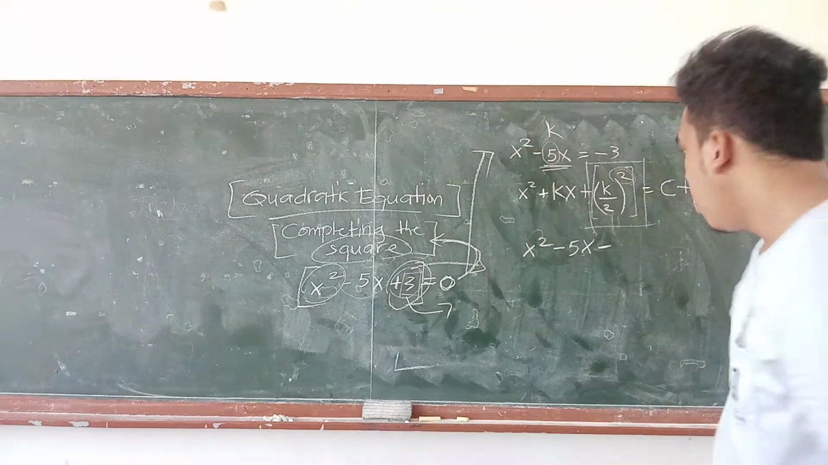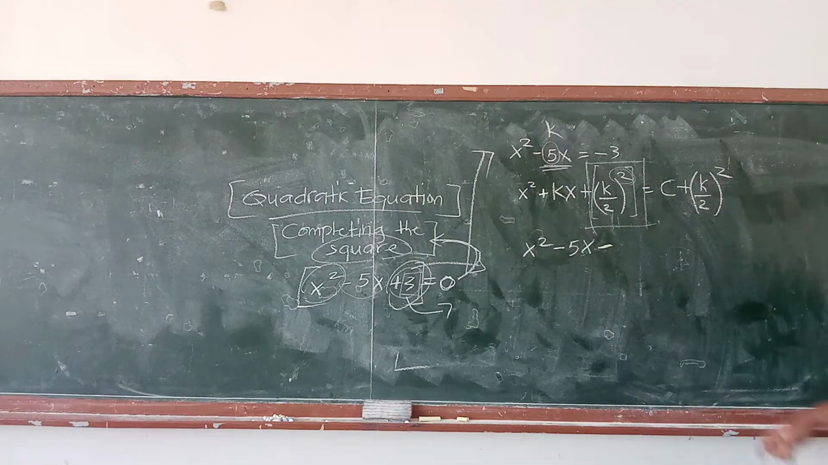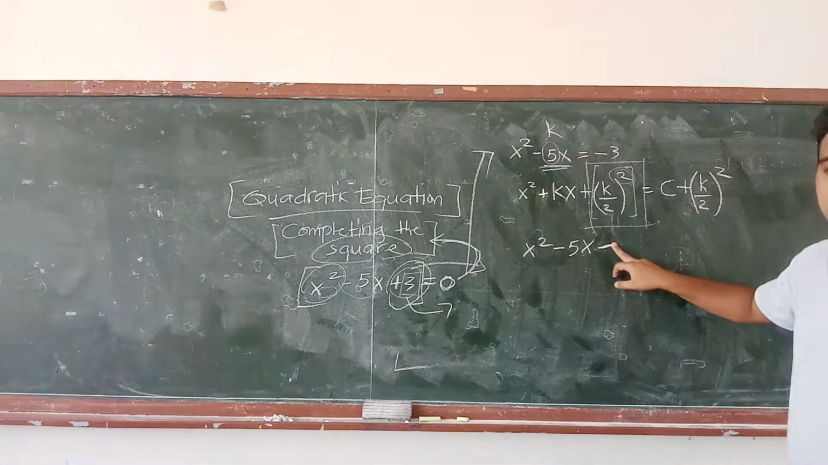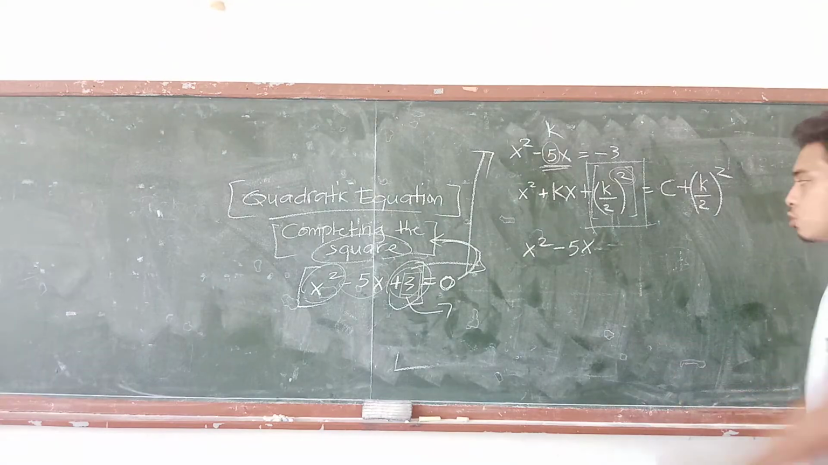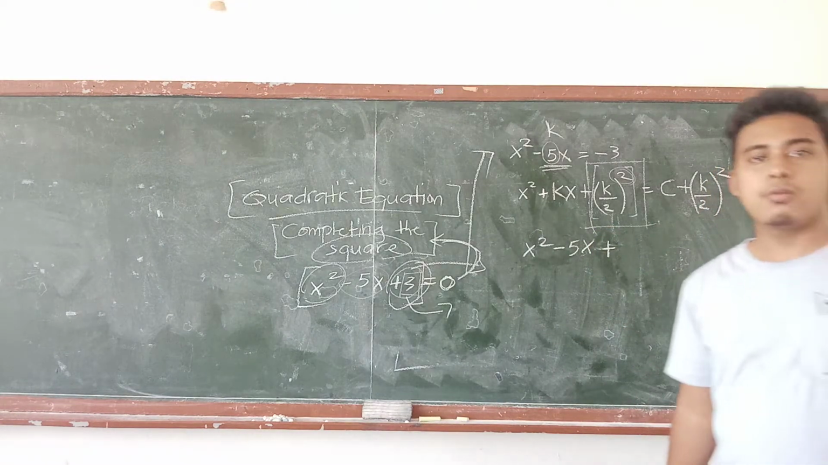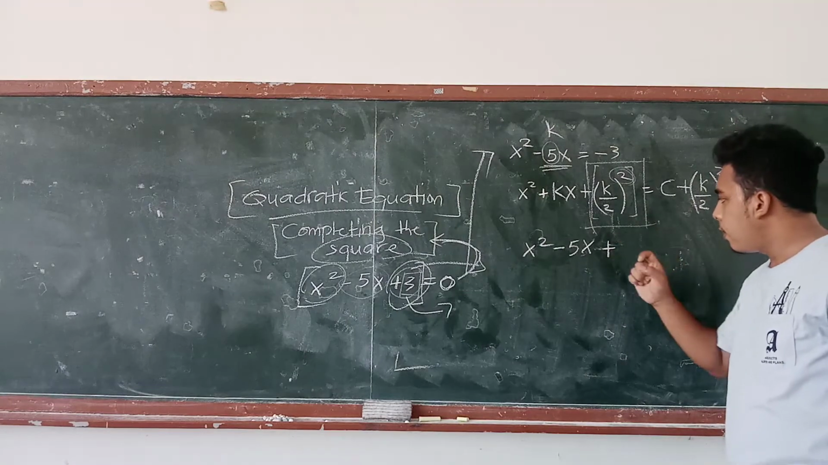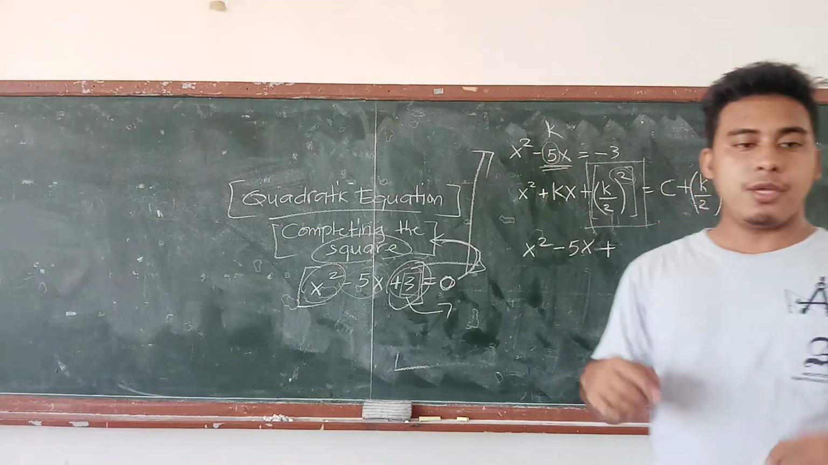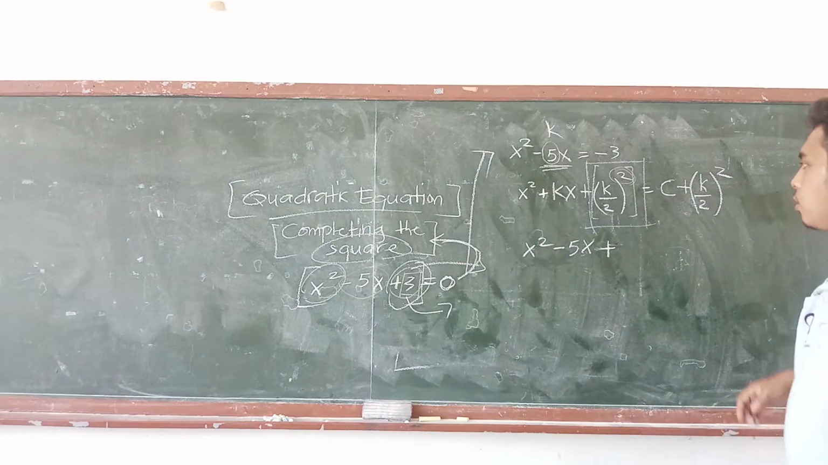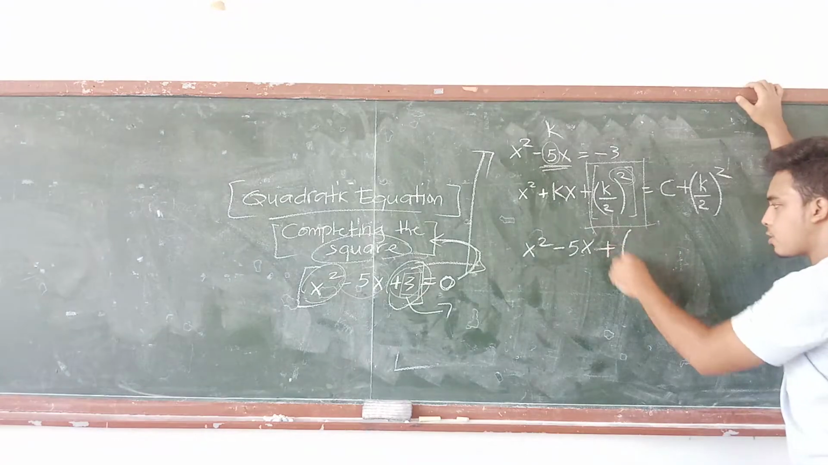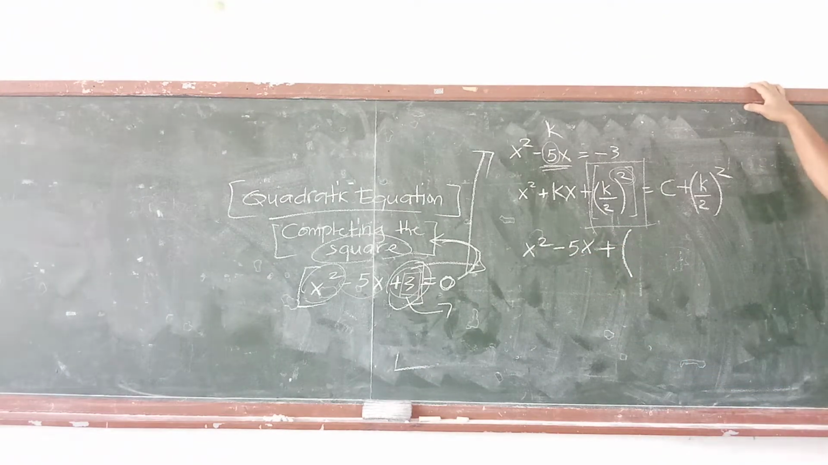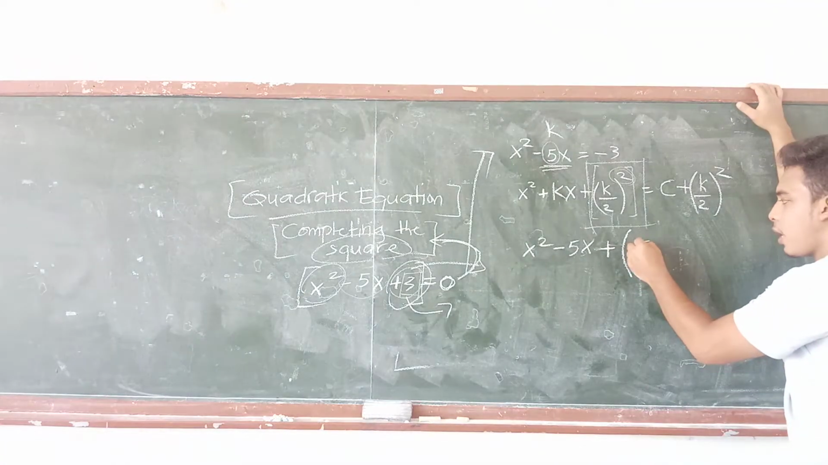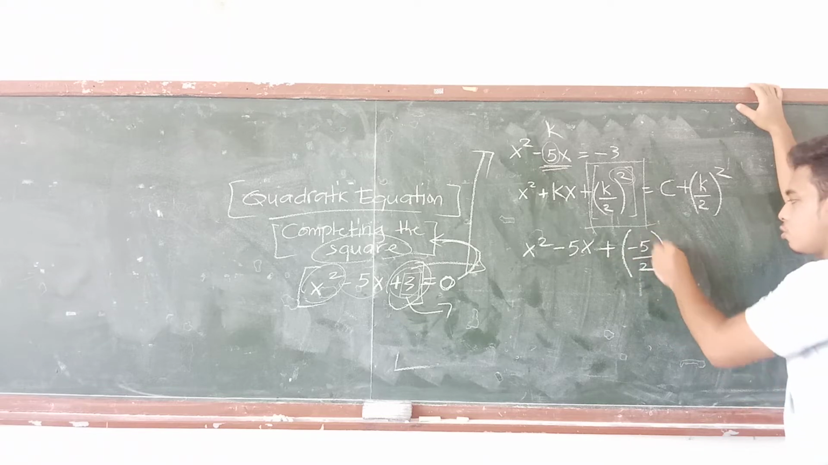Okay? So, negative. But since mag-deal man ta og square, then it will become positive. So, no need na siya in negative. So, positive ra gyapon ang atong operation in the constant term. Okay? So, that is plus then negative 5 divided by 2, pila? That is negative 5 over 2 squared.